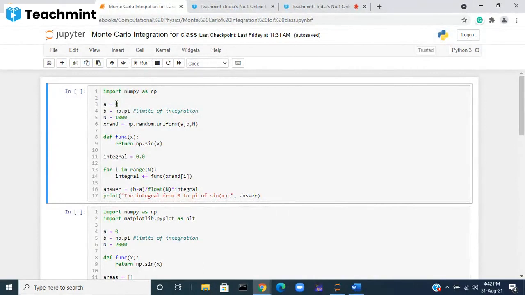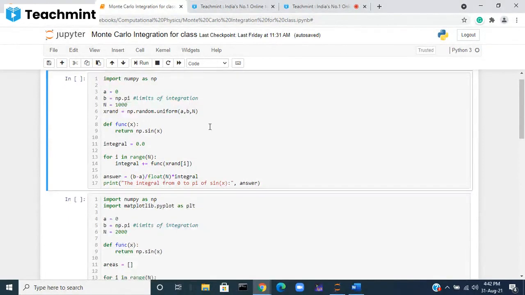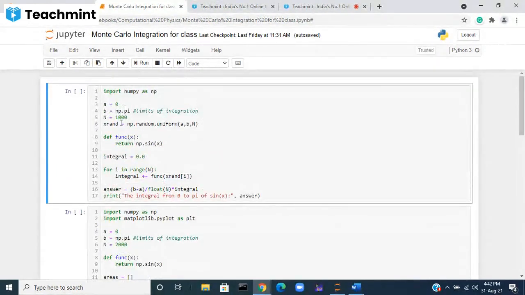You generate 1000 random numbers which are uniformly distributed. So what do these first 4 lines do? They generate n uniformly distributed random numbers. How many random numbers are generated here? 1000 random numbers are generated here. These 1000 random numbers are stored in an array, and that array is stored inside this variable xren.